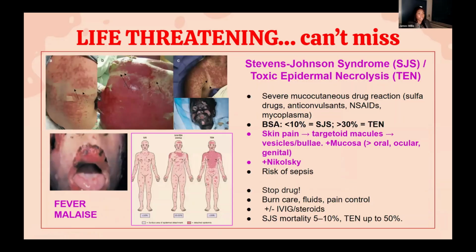Stevens-Johnson, this one is a severe mucocutaneous drug reaction. You'll have the mucous membrane involvement, fever, malaise, skin pain, these targetoid macules that turn to vesicles and bulla. The difference between SJS and TEN is that SJS is less than 10% of the body surface area, and TEN is more than 30%, although I think the name should have been switched to make it easier to remember. But you want to stop the drug. Again, same thing: burn care, fluids, pain control, and then the mortality increases with the increasing body surface area.